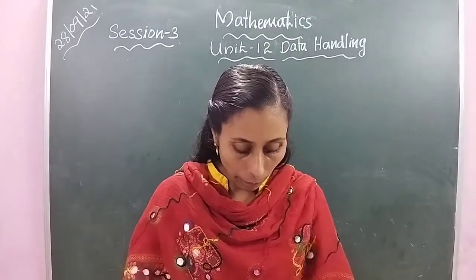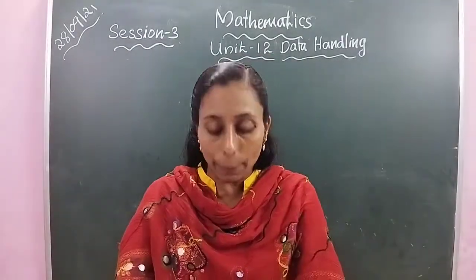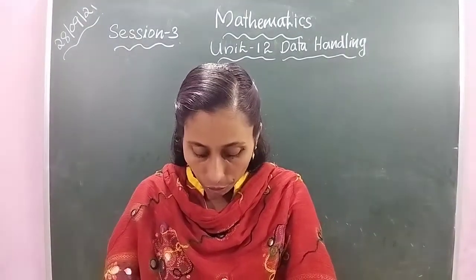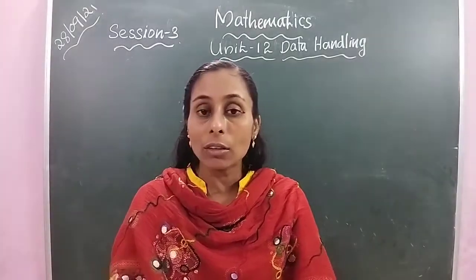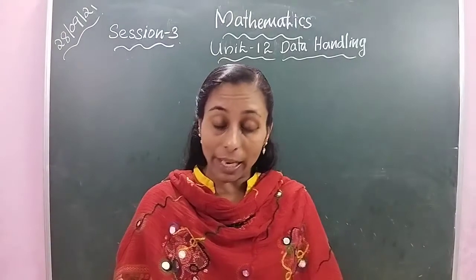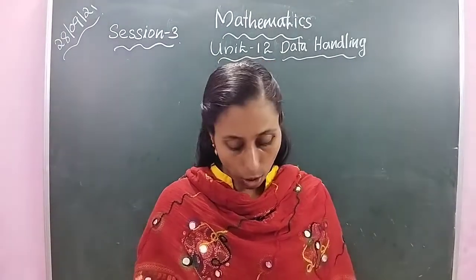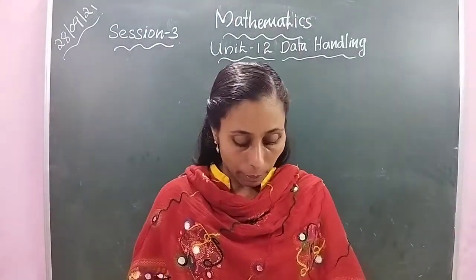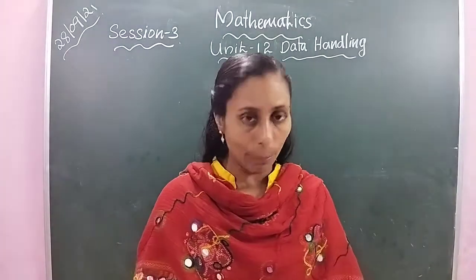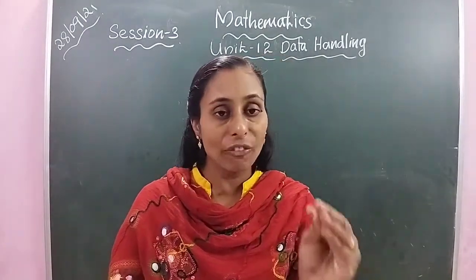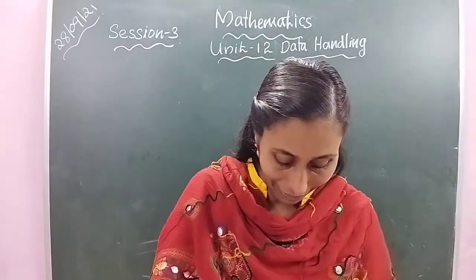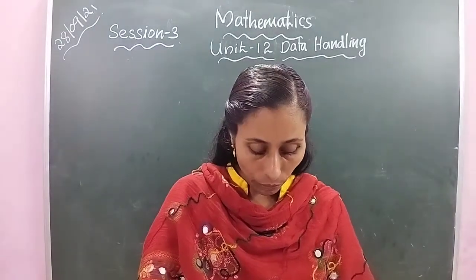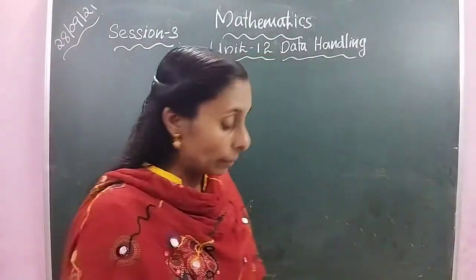Here, the months are January, February, March, April, May and June. Number of machines: 20, 25, 50, 40, 35 and 25. Already the scale has been given: one symbol represents 5 machines. Why do we use 5 here? Because all these numbers are multiples of 5, in the table of 5. So we can write one symbol represents 5 machines. First we can draw a column.